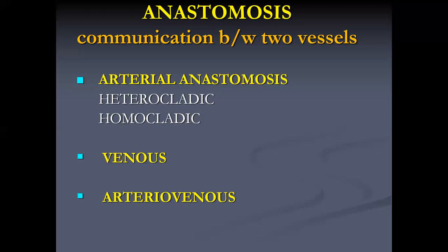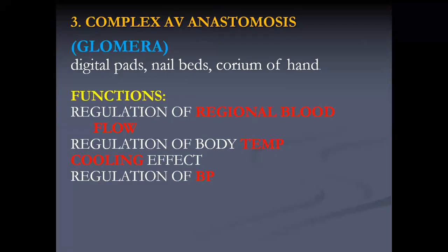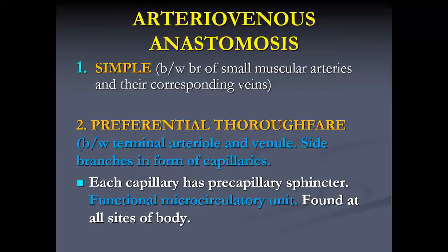Then you have the connection between arteries and veins, known as arteriovenous anastomosis. This is of three different types: simple, the preferential thoroughfare channel, and the glomus, also known as complex AV anastomosis. First of all, we are going to discuss simple AV anastomosis.